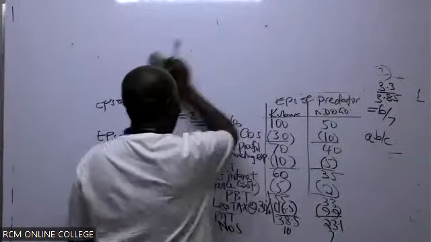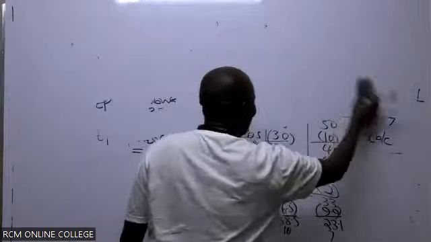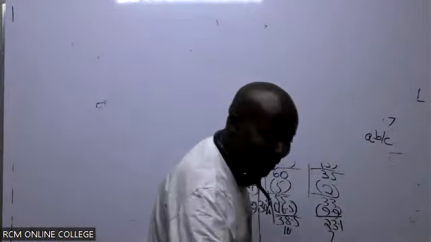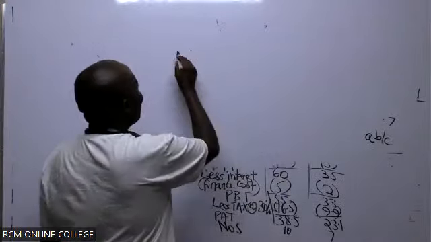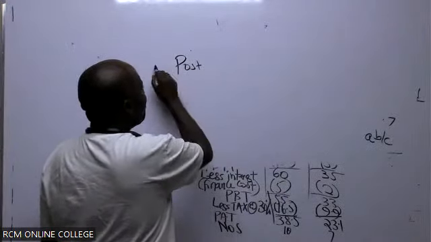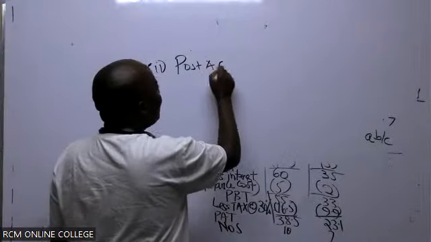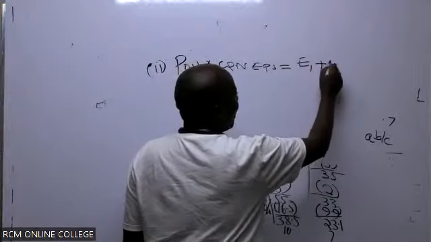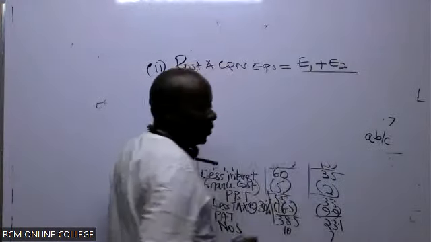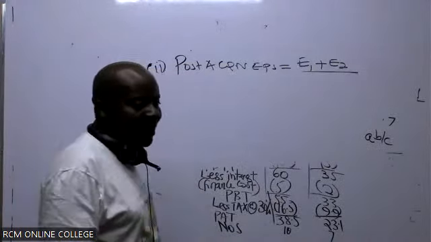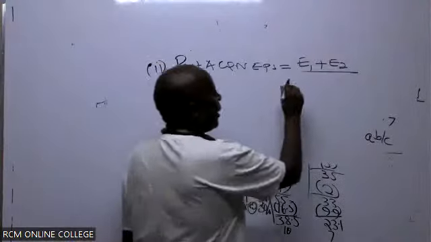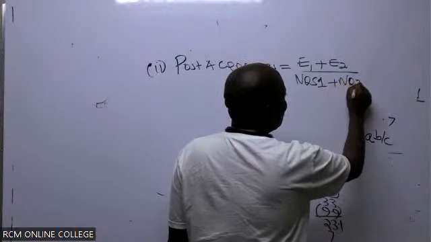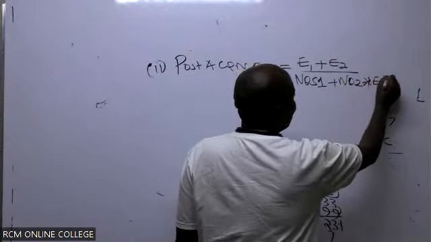So anytime we talk about post-acquisition EPS, it will be earnings of company 1 plus earnings of company 2, divided by their respective numbers of ordinary shares: NOS 1 plus NOS 2 times the exchange ratio.